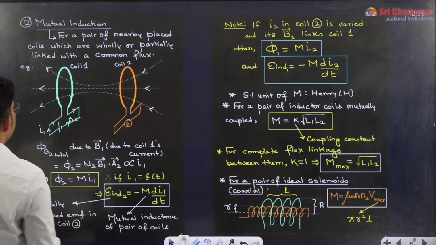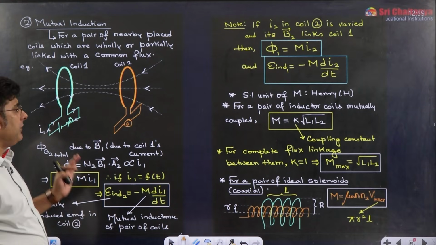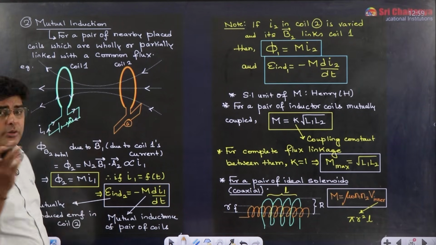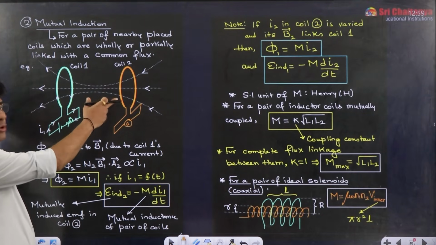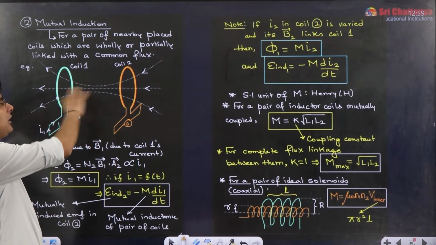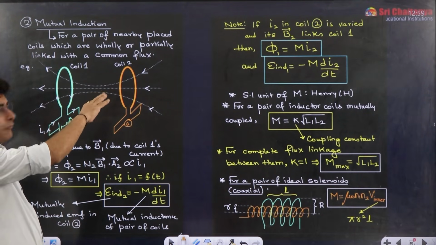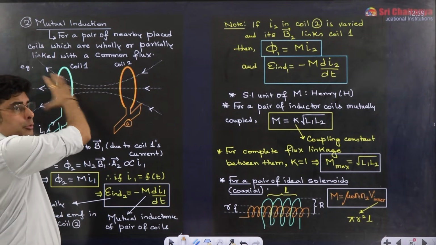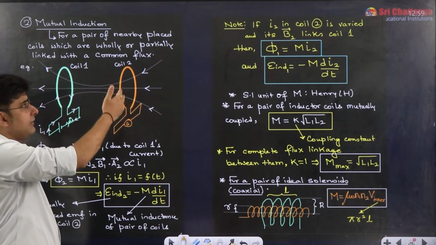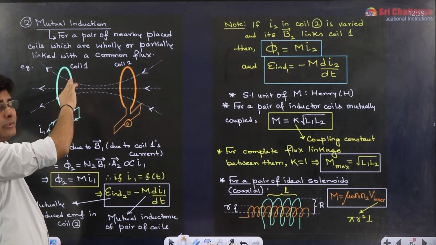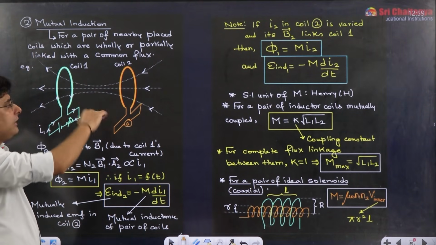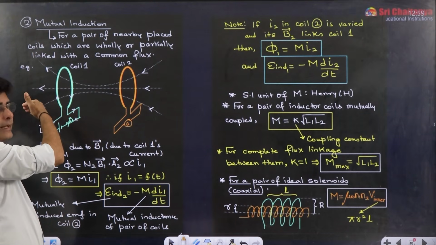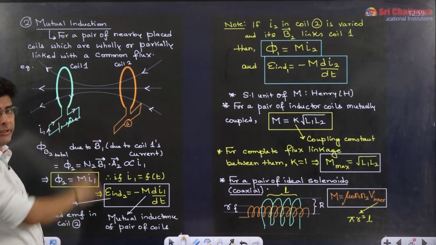Next, the second type of induction is mutual induction. When we were talking of a single coil, due to its own current, if it is changed with time, you get self-induction. If you have two coils which are linked completely or partially by a common flux, for example, one coil is carrying current and its magnetic field lines are passing through both the nearby placed coils, then when we induce an EMF in one of the coils by changing the current in the other coil, it is called mutual induction.